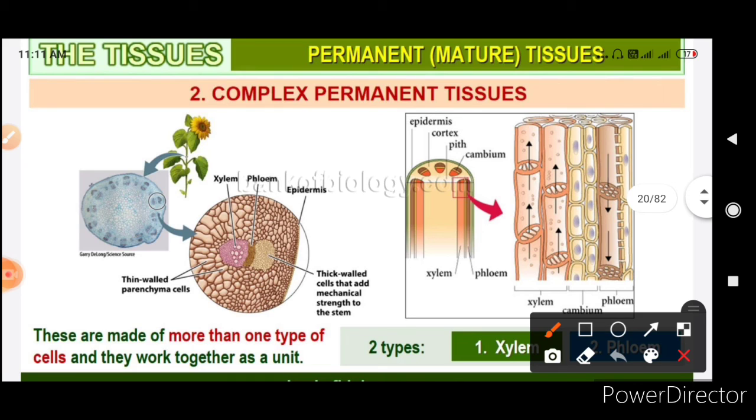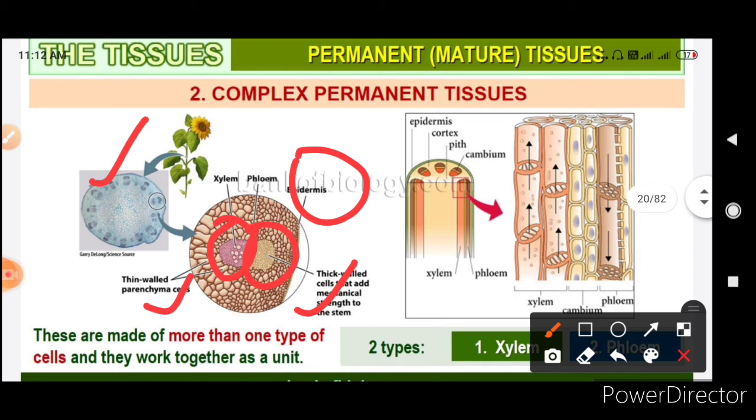So when you take the TS of any plant or tissue, this one is the xylem and this one is the phloem, and this is the epidermis. Okay. And thick walled cells will also be present, which will help to give mechanical strength to the stem. Okay, the plant does not have any bones and muscles, but still it is able to stand and is so strong in every weather. It is because of the presence of the tissues which provide mechanical support to the plant. Okay, and these are the thin walled parenchyma cells.